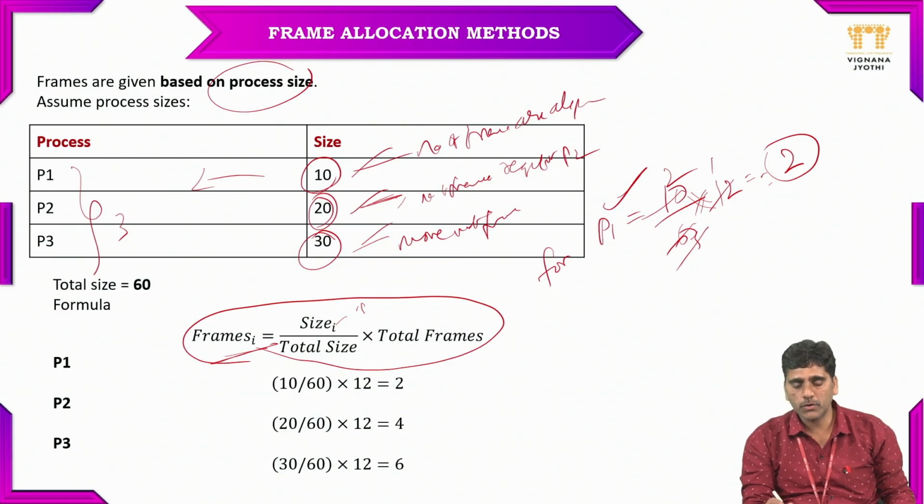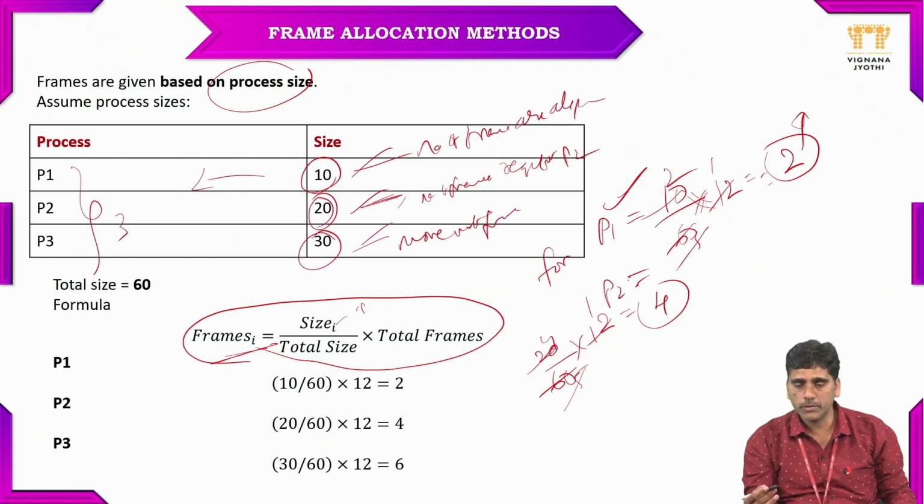So now for this process P1 we required 2 frames, and we'll go for P2 also. The size of P2 is 20, divided by total size 60, into the total frames 12. So 12 into 5, 5 into 4. So a total of 4 frames are available and allocated for P2.